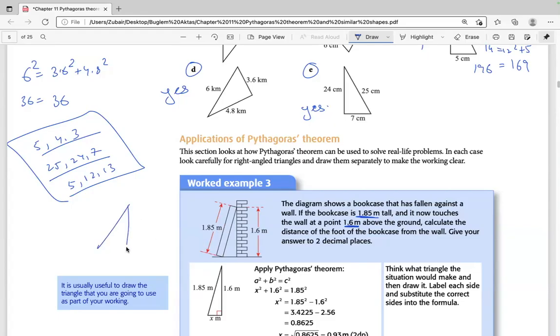Basically, it is a simple triangle with 1.85 and 1.6, and this should be x. So Pythagoras theorem: 1.85 squared equals 1.6 squared plus x squared. Working 1.85 squared minus 1.6 squared, I'm getting 0.8625. Square root of the answer, I'm getting 0.9287, so approximately equal to 0.93 meters, to 2 decimal places.